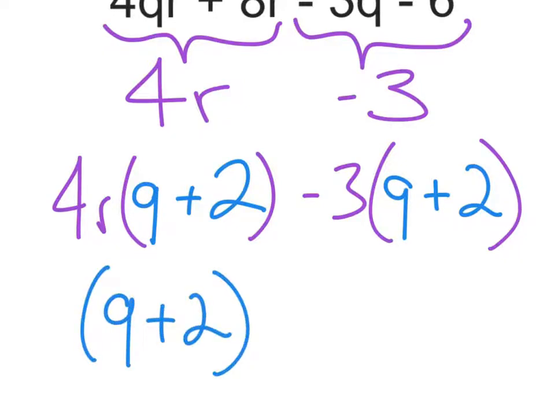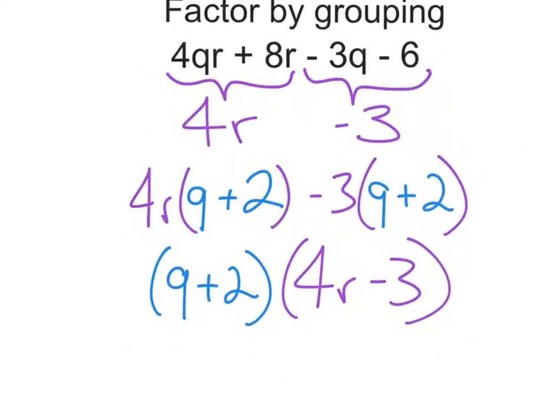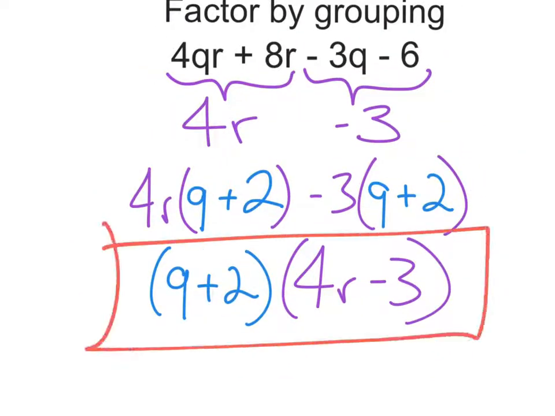Great. And now we're going to combine or factor together 4R and minus 3. And when we do, that gives us 4R minus 3, very simply. And this is our answer. We just factored this by grouping.